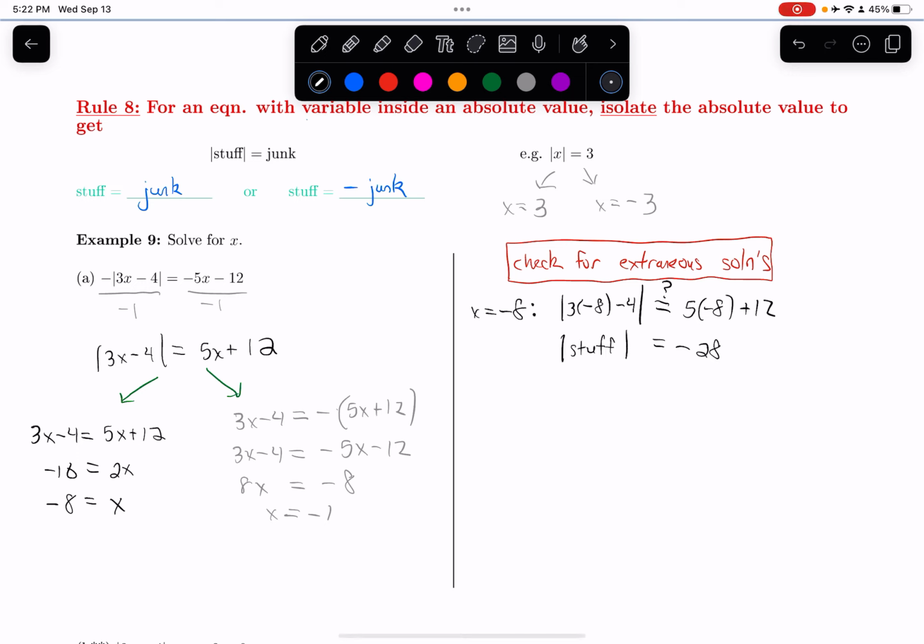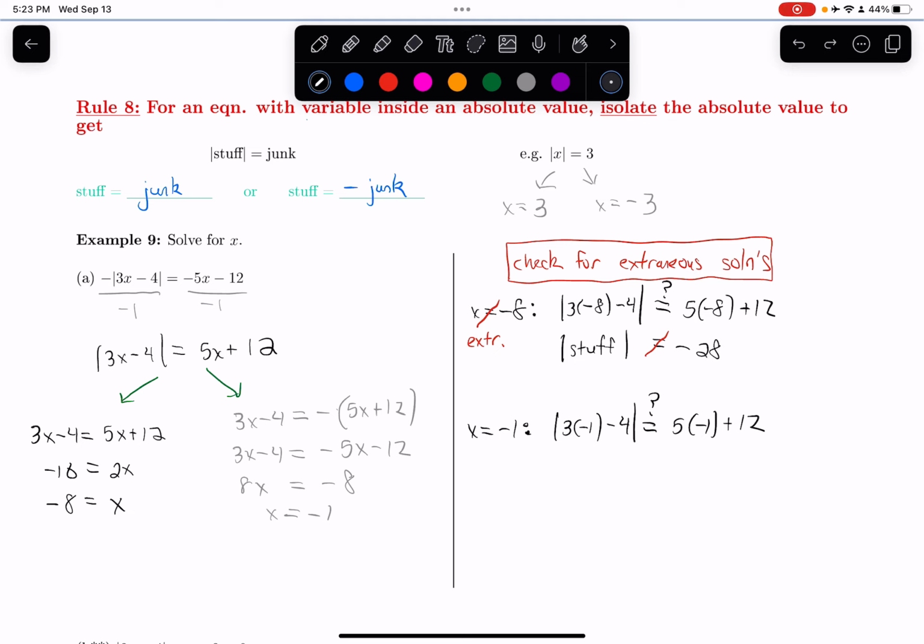Let's try the other one. x equals negative 1. I'm going to plug it into my equation. So I'll get absolute value of 3 times negative 1 minus 4 equals question mark, and then 5 times negative 1 plus 12. Okay, so if I simplify this, the stuff inside of this absolute value becomes negative 7.